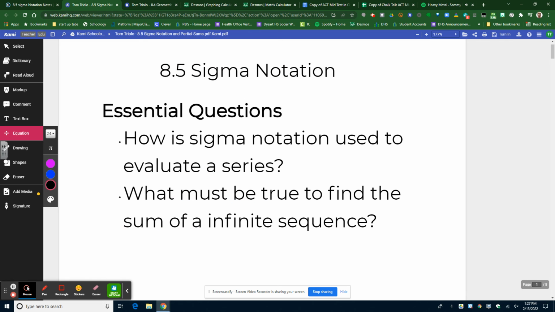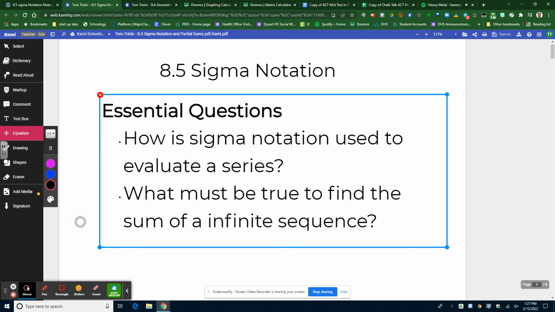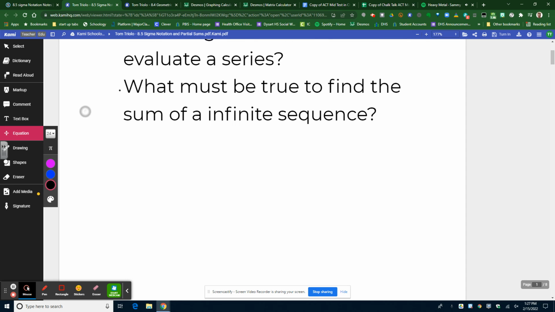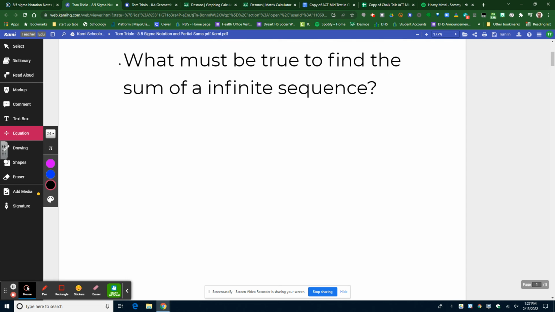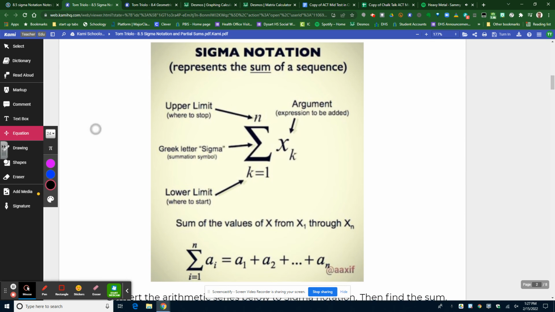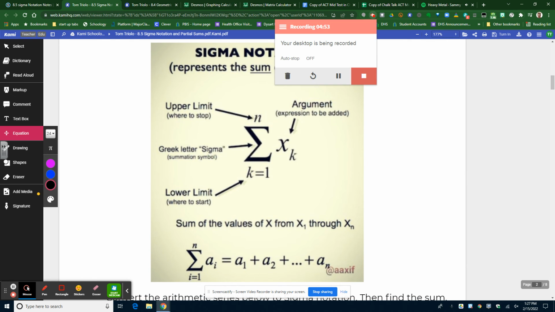Okay. All right, sigma notation. So take a moment. We're going to be answering these two questions. How is sigma notation used to evaluate series, and what must be true to find the sum of an infinite sequence? Okay, so just take a look at the notation for a moment. It looks worse than it is.